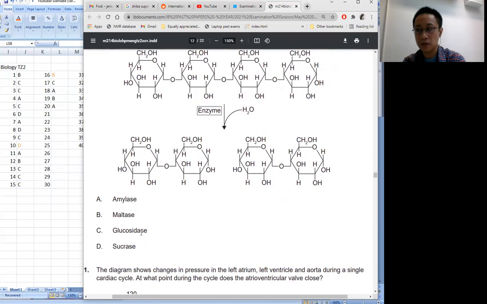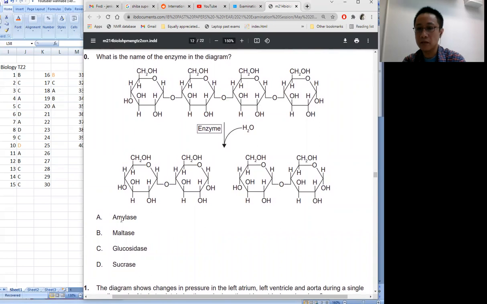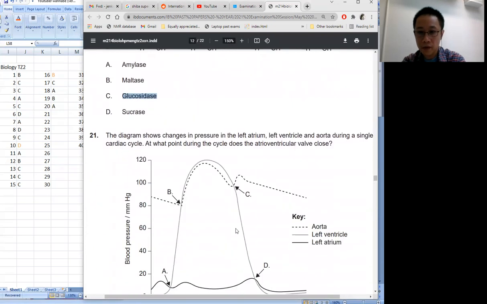Glucosidase. I don't think this is actually an IB paper. Is it an IB paper? Well, all sugar-hydrolyzing enzymes are glucosidases, I'm guessing. But A is definitely more correct. So I'll just go for A.